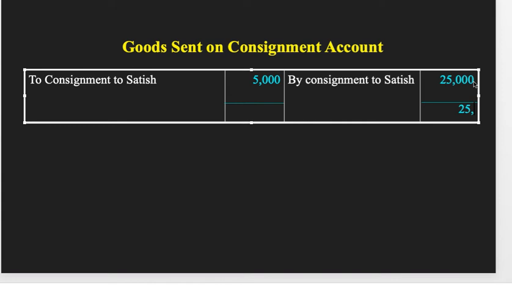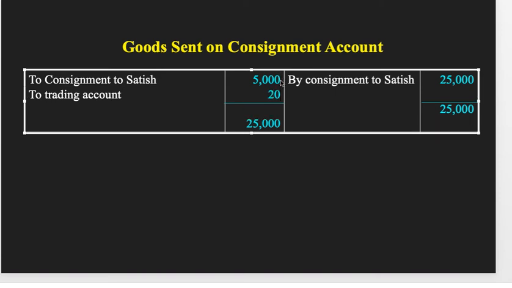We are going to take 25,000 this side, and 25,000 will again be this side. And the difference is how much? The difference is 20,000. So we are going to write down to trading account 20,000.